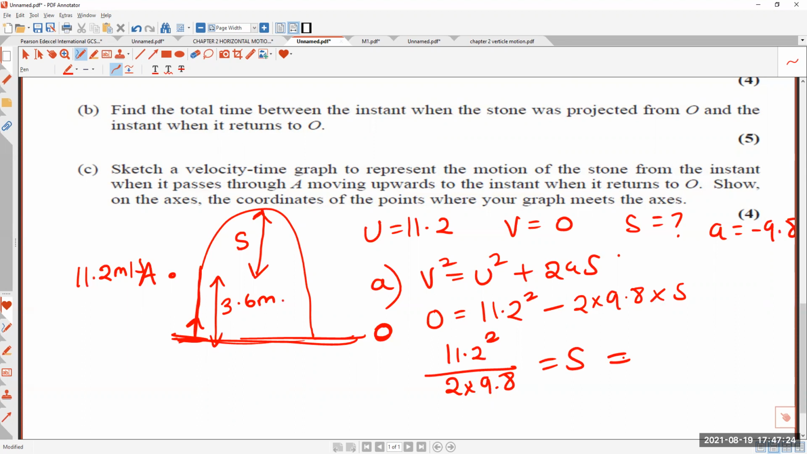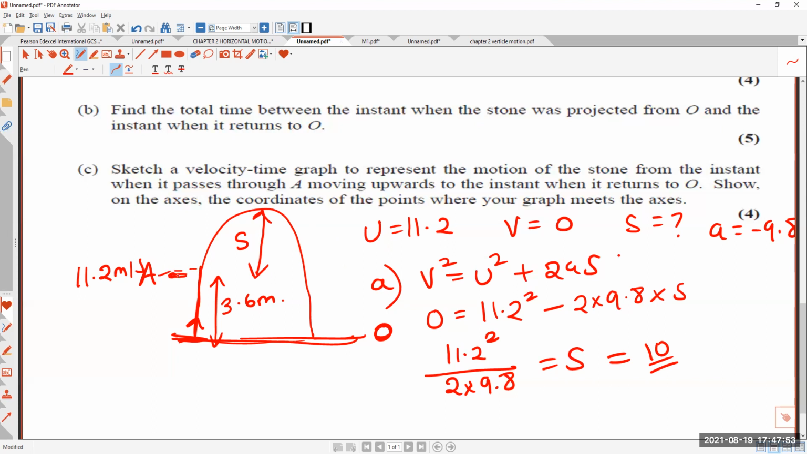6.4 plus 3.6, how much? 6.4 is the s. They said from the ground it is 10. So s equals 10. Is everyone's answer 10 or not? Did you get 6.4? Then plus 3.6, the answer is how much? 10 meter. So from O it is how much? 10 meter. This is the answer for this part. Clear?